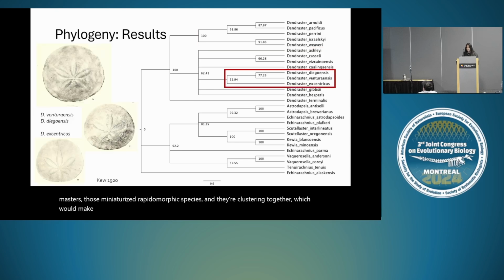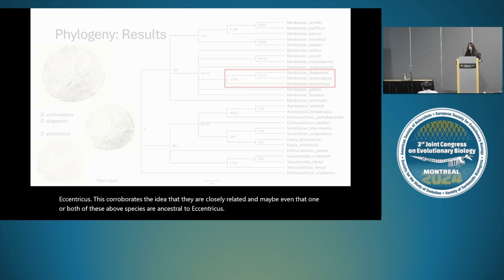Here also is a cluster of Dendraster venturensis, diegoensis, and eccentricus. This corroborates the idea that they are closely related, and maybe even that one or both of these above species are ancestral to eccentricus. And so, seeing this tree, I want to understand why it looks like that, both to address it and make a better tree in the future, but also to infer, or attempt to infer, what evolutionary processes might be underlying this, because that's very interesting.